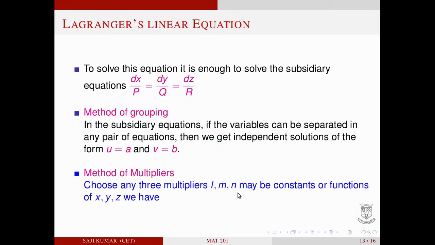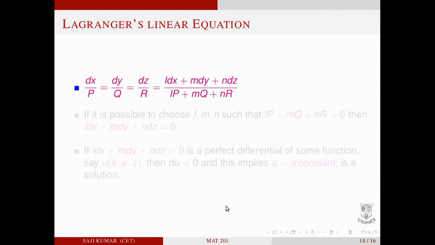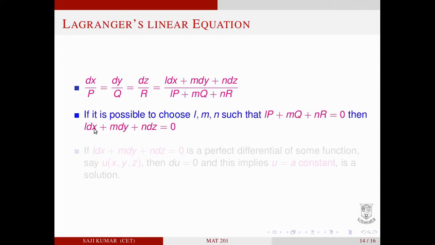Now the method of multipliers. Choose any three multipliers l, m, n, where these l, m, n may be constants or functions of x, y, z, so that from the given subsidiary equations dx by P is equal to dy by Q is equal to dz by R, we can form a fourth ratio l dx plus m dy plus n dz by lP plus mQ plus nR. Okay. If it is possible to choose the multipliers l, m, n such that lP plus mQ plus nR equal to 0, then l dx plus m dy plus n dz is also 0. That means whenever the denominator goes to 0 in the fourth ratio, the numerator also goes to 0.